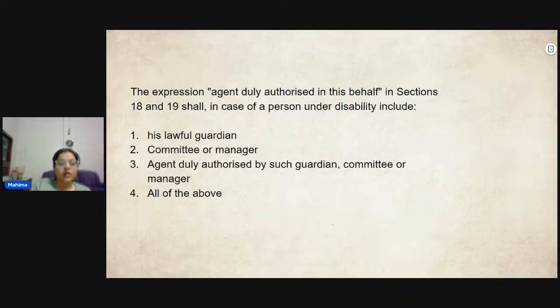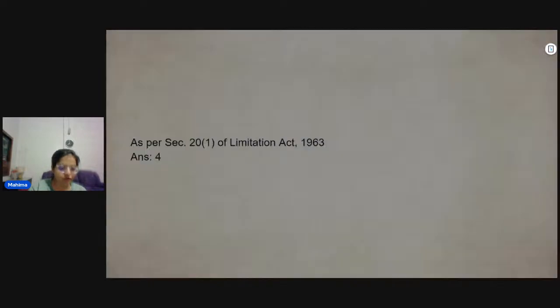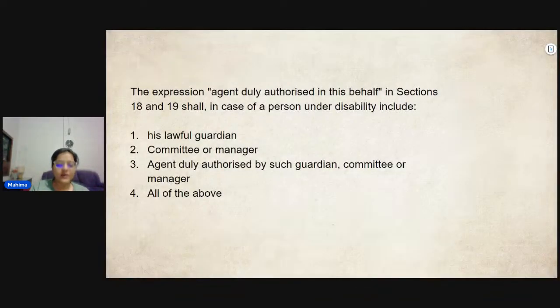The expression agent duly authorized in this behalf in sections 18 and 19 shall, in case of a person under disability, include his lawful guardian, committee or manager, agent duly authorized by such guardian, committee or manager, all of the above. Yes, Pritika is saying option number 4, and it is option number 4. It is mentioned under section 20, clause 1, that what do you mean by agent duly authorized by law?